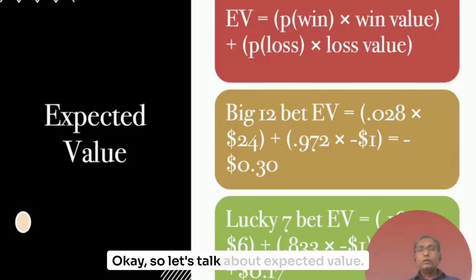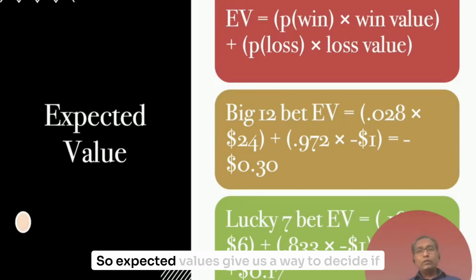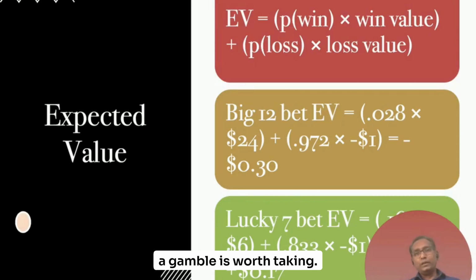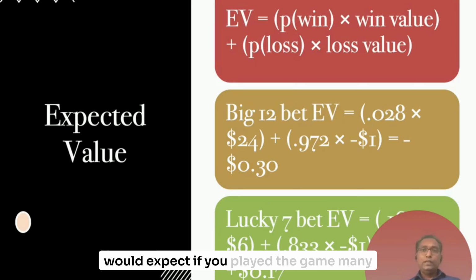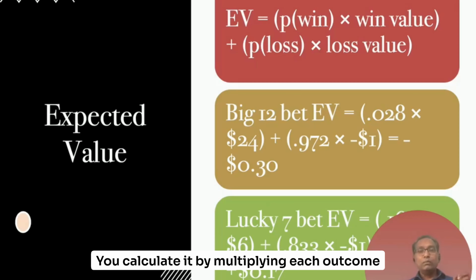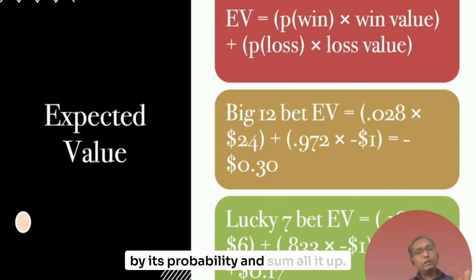Okay, so let's talk about expected value. Expected values give us a way to decide if a gamble is worth taking. Expected value is the average payoff you would expect if you played the game many times. You calculate it by multiplying each outcome by its probability and summing it all up.